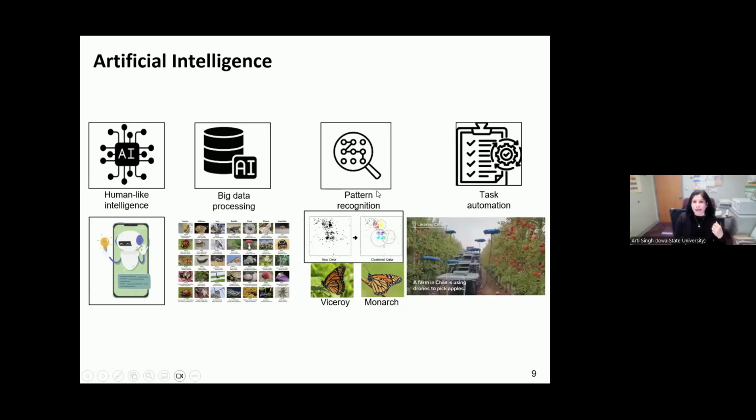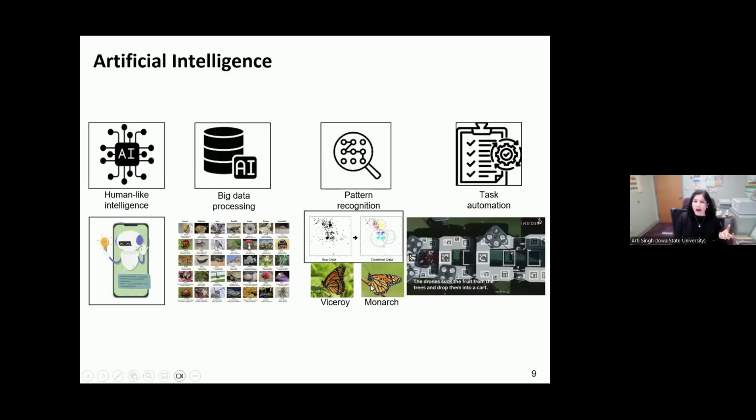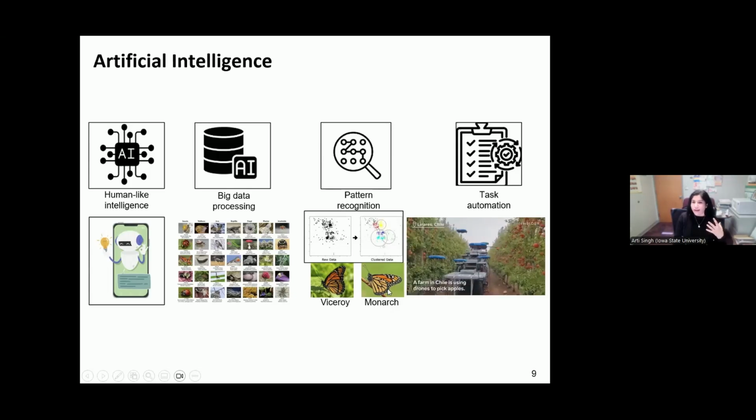Another important thing in artificial intelligence is that it works like the human brain because it is able to recognize patterns. One example I like to give is that these machines, if we train them with a large data set, can learn patterns from the data. And here you can see how they can also differentiate these fine-grained problems with look-alike species, like the viceroy butterfly versus the monarch.